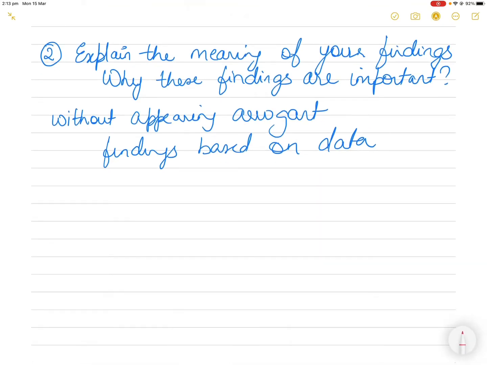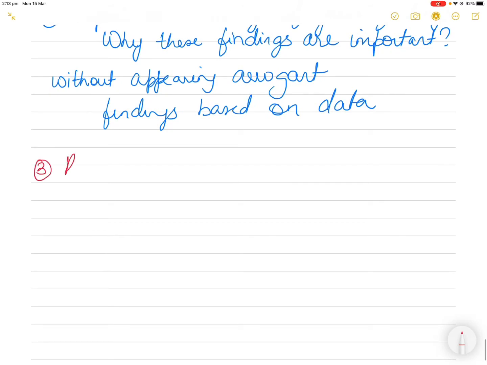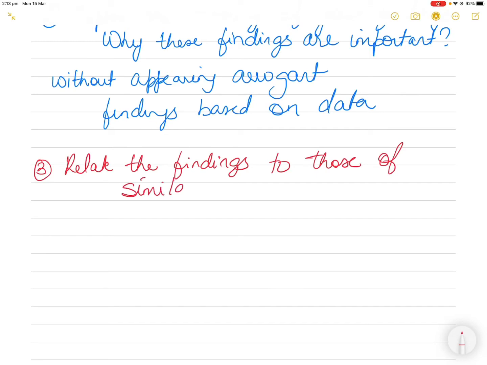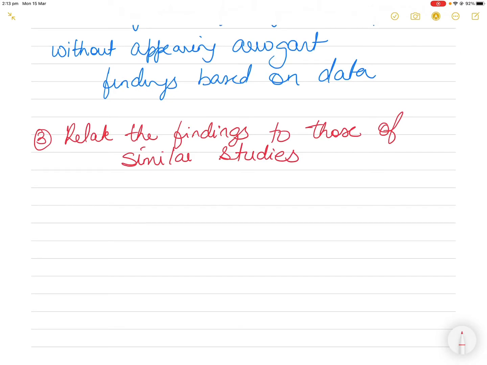What's the third thing you must include? Relate the findings. All right, relate your own research findings to those of similar studies. All right, hopefully you have not replicated anybody's studies, but even if you have, even then you can make a comparison. All right, so no study can be so novel that no one has discussed it before. So try and relate it, compare it. You may say how your study differed from others, right?